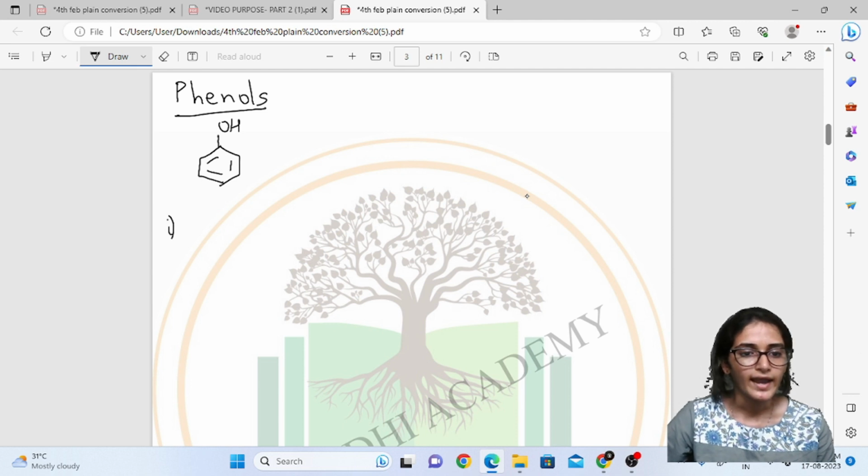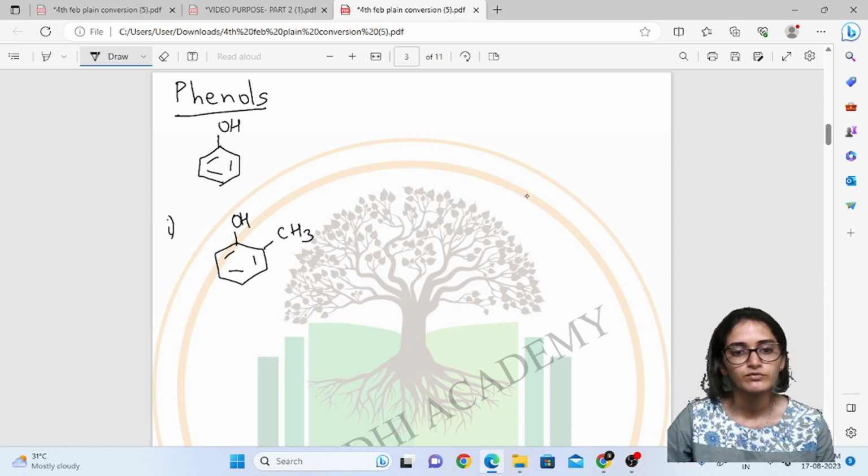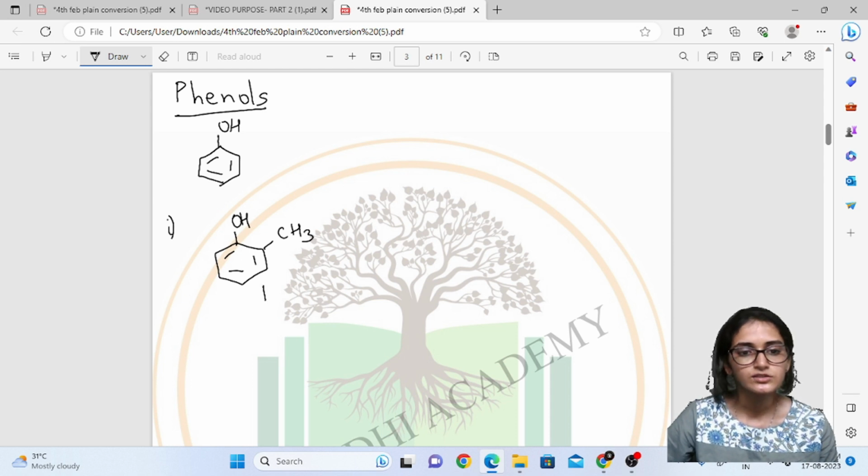Okay. So if I have a phenol, this is a phenol. Okay. And suppose I take this CH3 group attached to that phenol, then what will be the name of this? Now the CH3 group will act as a substituent. So the name will be, so this OH will get more priority. So numbering will start from here. So this will get 1 and this will get 2 number. So it will be 2-methyl phenol. Okay, 2-methyl phenol.